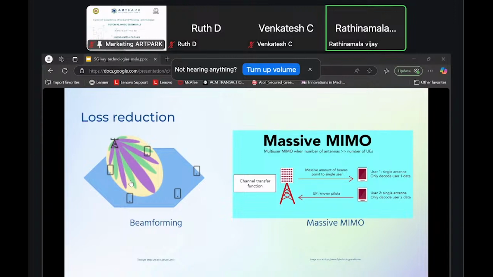And apart from that, beamforming is a technique that shapes the transmit signal and turns it into a concentrated beam that aims at the user equipment. In this way, the signals do not travel in all directions and get attenuated. At the same time, the amount of power required for transmission can also be reduced.